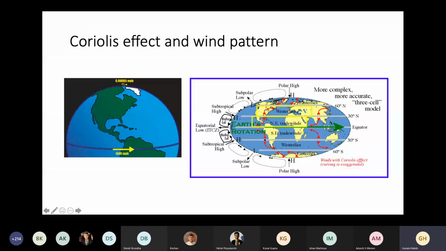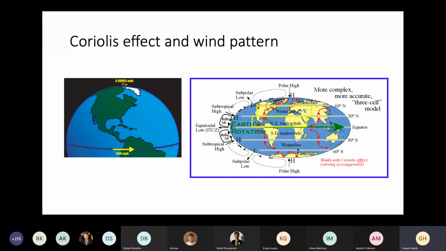Whenever the wind is going from the lower speed part towards the higher speed equator, it seems like it is moving in the opposite direction to a person who is at the equator. Again, when the wind is moving from the faster region, which is 30 degrees south, towards the slower region, which is 60 degrees south, what will appear to the person at 60 degrees south is that the wind is moving towards the east.